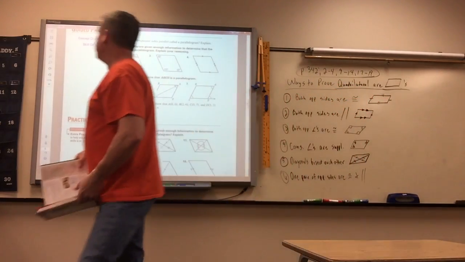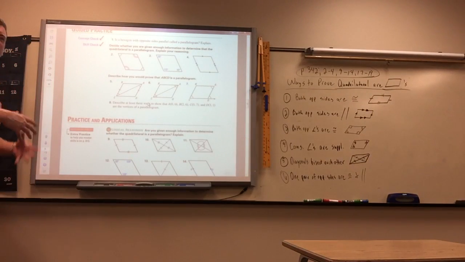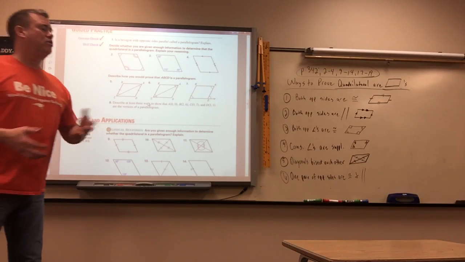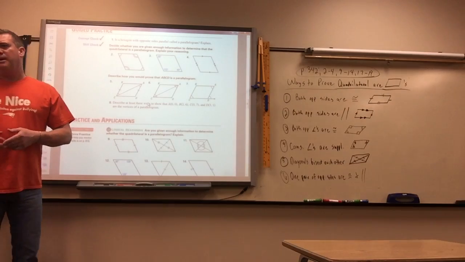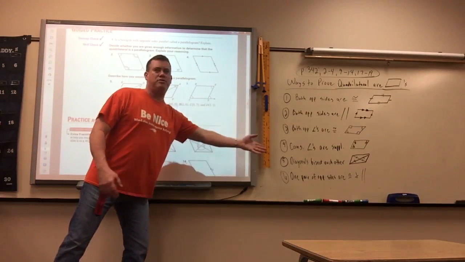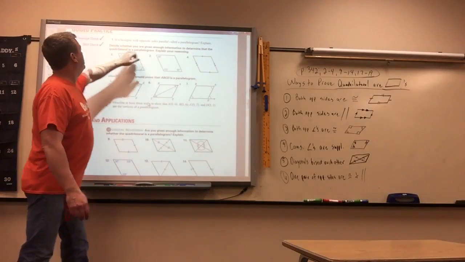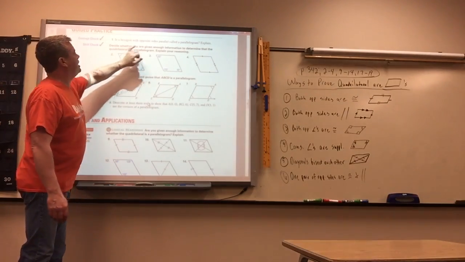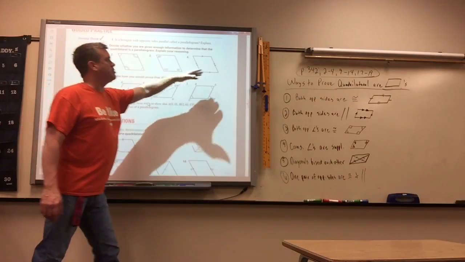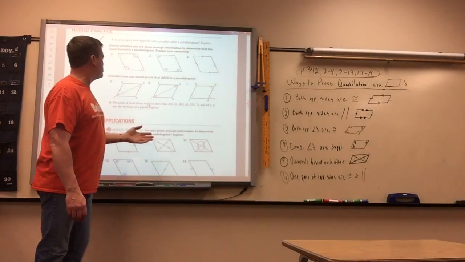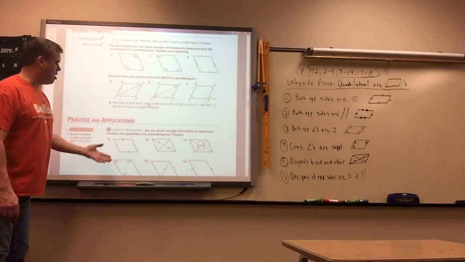When you're doing these, it's just like we did proving triangles are congruent, proving lines are congruent. If it's yes, you gotta give the reason. If it's no, it's just no. So for 2 through 4, decide whether you're given enough information, explain your reasoning. That just means give the reason why. That's what you do for all of these.